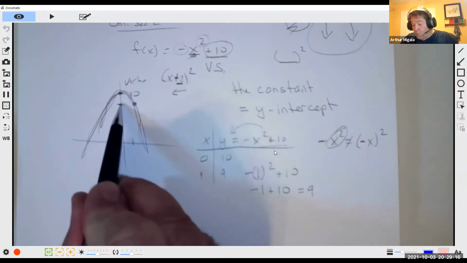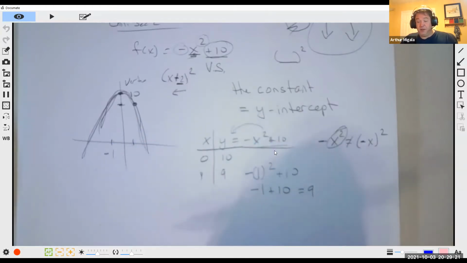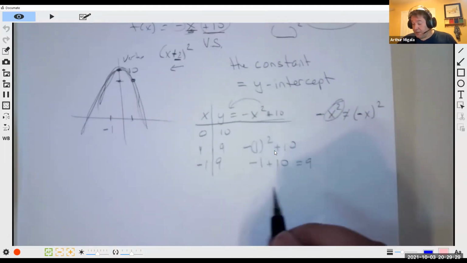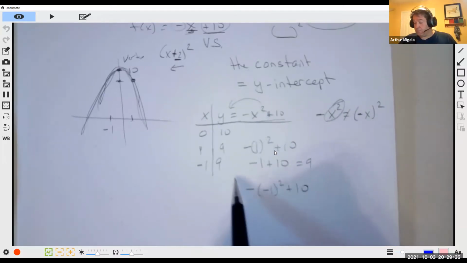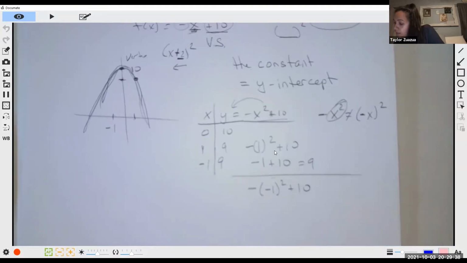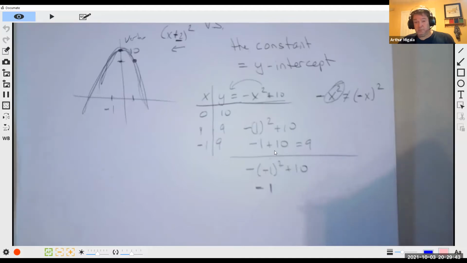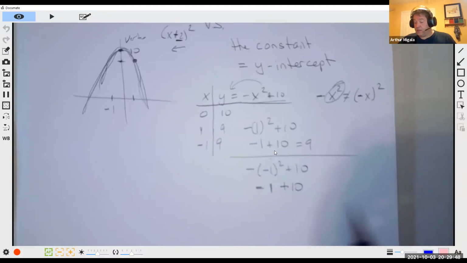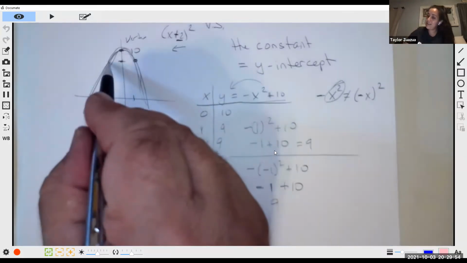Since we went 1 to the right, we got 9. If we go 1 the other direction to -1, we should get the same answer because of symmetry. Let's try. Negative of -1 squared plus 10. So -1 squared is 1, and there's a negative out in front, which equals 9. Right. So there's our graph.